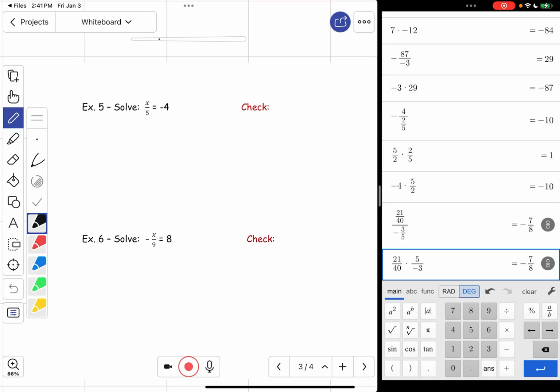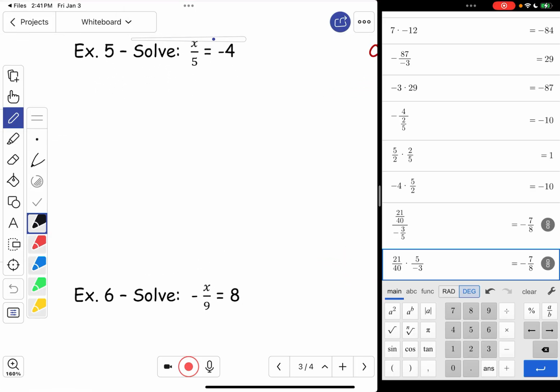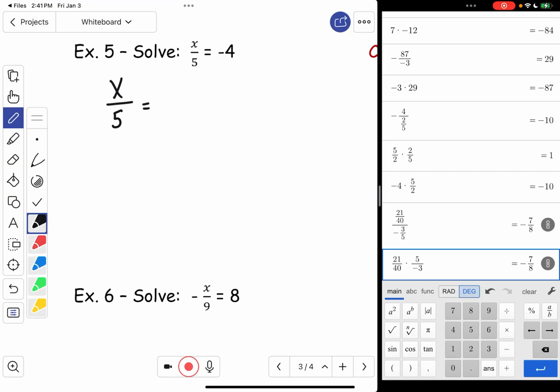All right, so those were kind of our multiplication equations. Here we have some examples of division equations. So the reason why this is a division equation is, remember, we said the fraction bar also means division. So this says x divided by 5. So we have the equation x divided by 5 is equal to -4. What is the inverse of dividing by 5?